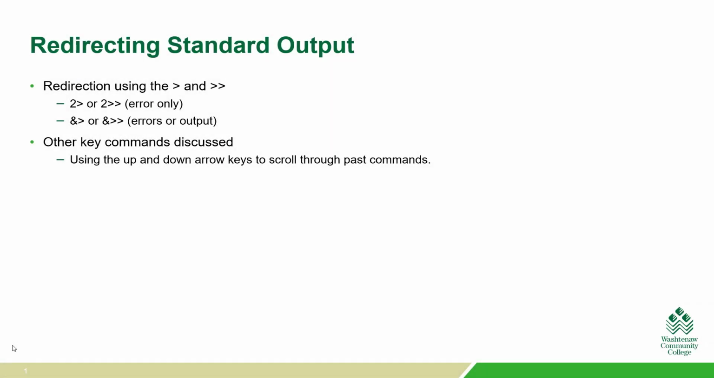Okay, to summarize, we looked at redirection using the single arrow symbol and the double arrow symbol. Remember, the single arrow symbol writes to the file and will overwrite the file next time, while the double arrow symbol will append to the file. We also looked at how to put the 2 in front of that symbol to output just the errors, or we can use the and symbol to output errors or output depending on what it gives us. The other key command that we discussed was using the up and down arrow keys to scroll through past commands.